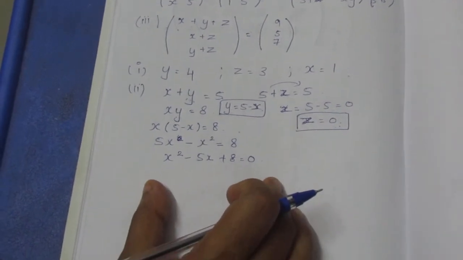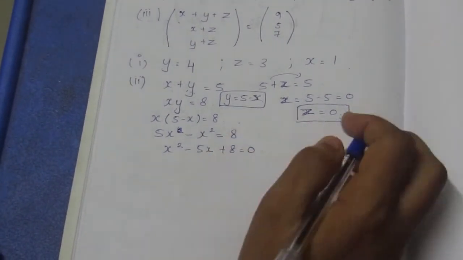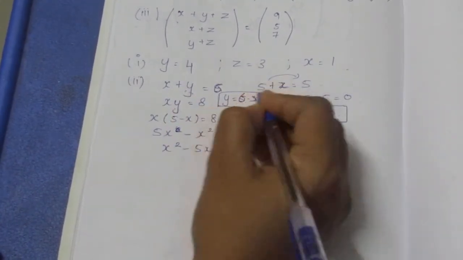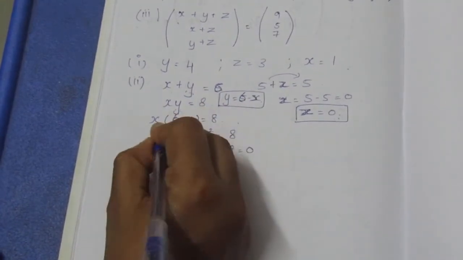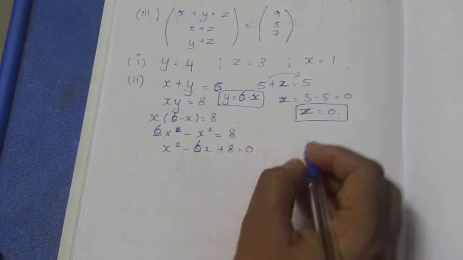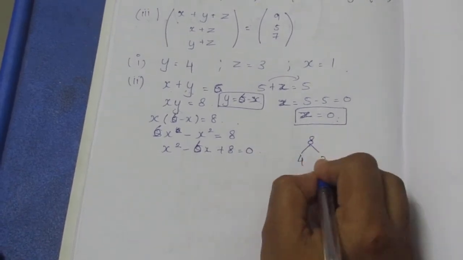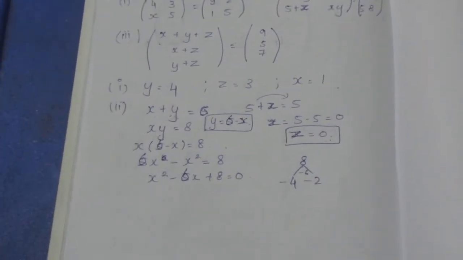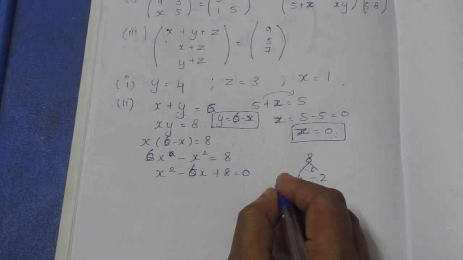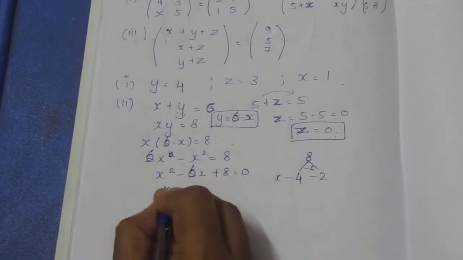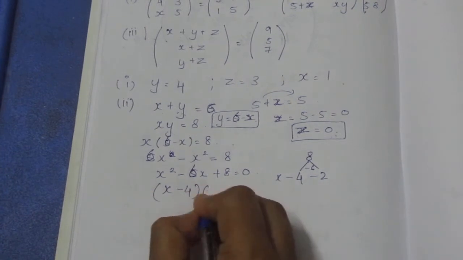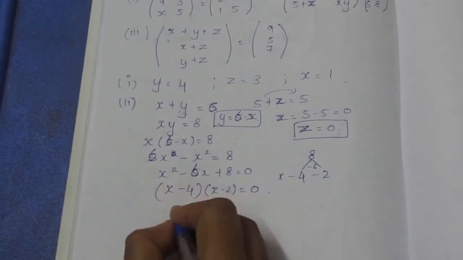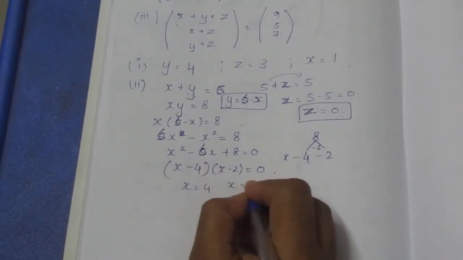Now we can do splitting the middle term here. This is 6. So splitting 8, 4 twos are 8, minus will become minus 6. Now solve this. You can directly write x before it. So the easy way of writing the factorization is x minus 4 and x minus 2 is equal to 0. Now here it becomes x is equal to 4 and x is equal to 2.